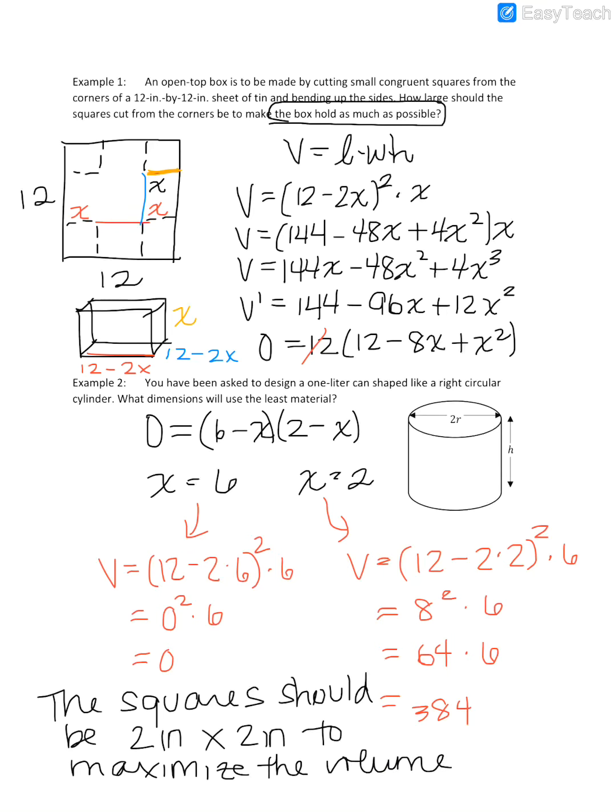All right, done with number 1. Go ahead and pause it if you need more time. I'm going to erase and we'll move on to number 2.